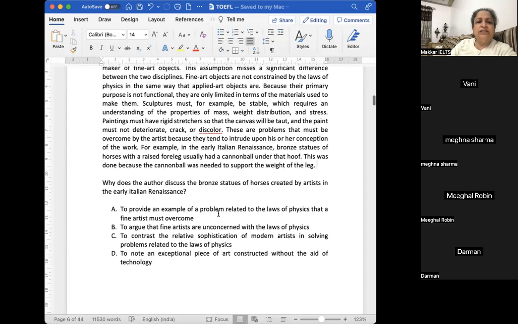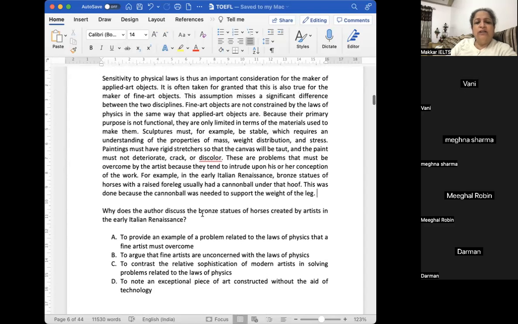Now let us read the question. Why does the author discuss the bronze statues of horses created by artists in the early Italian Renaissance? A, to provide an example of a problem related to the laws of physics that a fine artist must overcome. So, ये question आपको समझ आ गया कि fine artist को एक कोई problem related to the laws of physics है, उसको उसने overcome करना है.